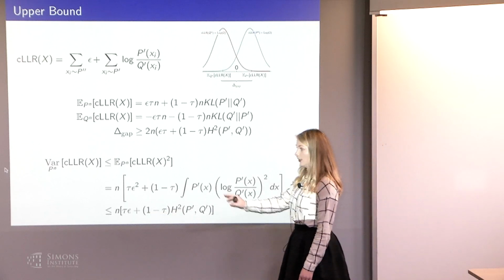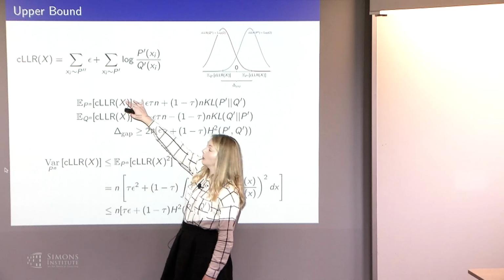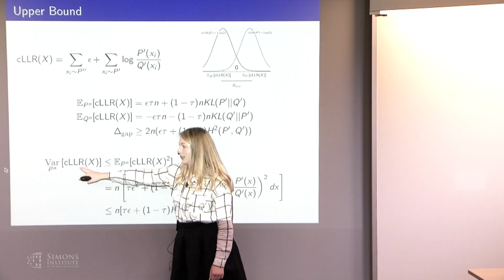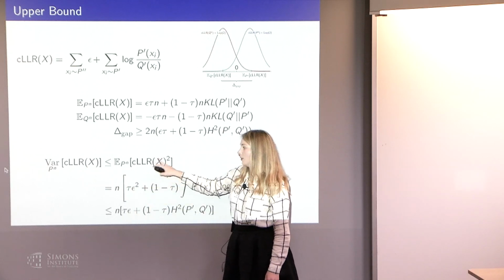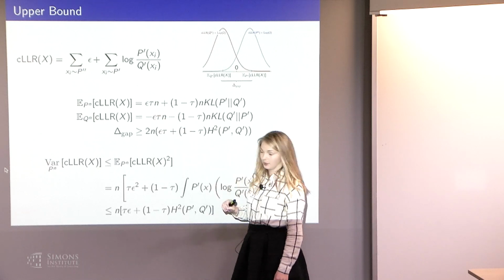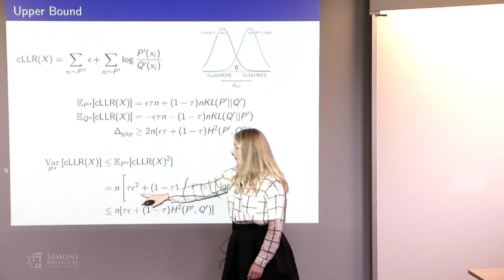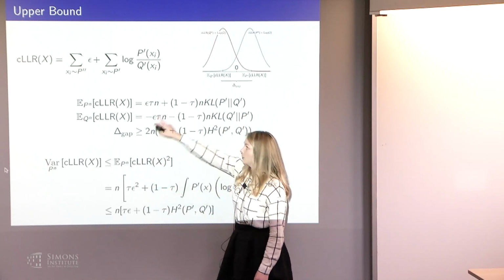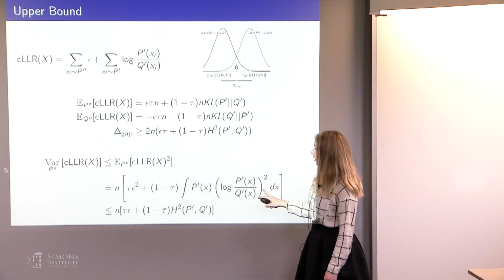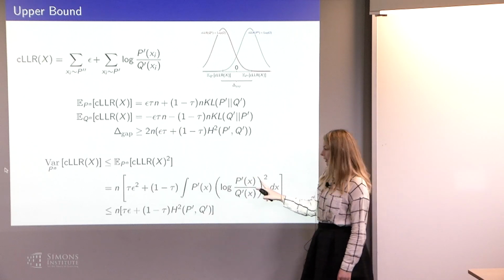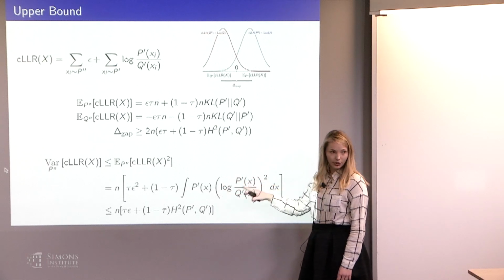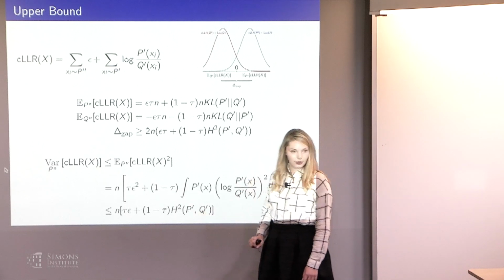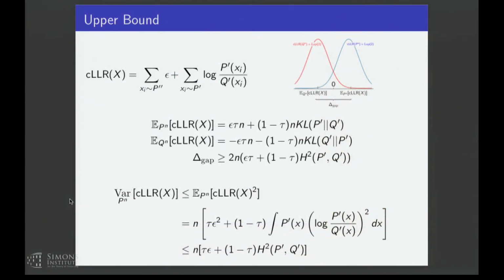Okay, so let's go on to my variance. My variance I can't compute as nicely because these two terms are correlated. But I can say that my variance is less than the expected square of the random variable. And I can compute this thing exactly the same as I computed the expectation. So tau n of my samples fall in the first thing, I get epsilon squared. But now instead of getting the KL divergence, I get a square on this log likelihood ratio here. But it turns out that this thing is less than the Hellinger distance of P prime and Q prime.